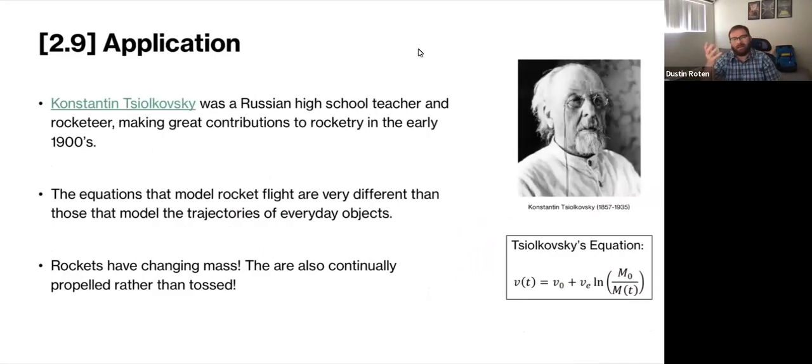So just a quick aside here. This Russian high school math teacher, who's also a rocketeer, made great contributions to rocketry in the early 1900s. His name is Konstantin Tsiolkovsky, and he actually came up with essentially a rocket equation. So this is Tsiolkovsky's rocket equation down here in the bottom right. I just wanted to include this because he's sort of the father of rocketry. He helped get people into space.